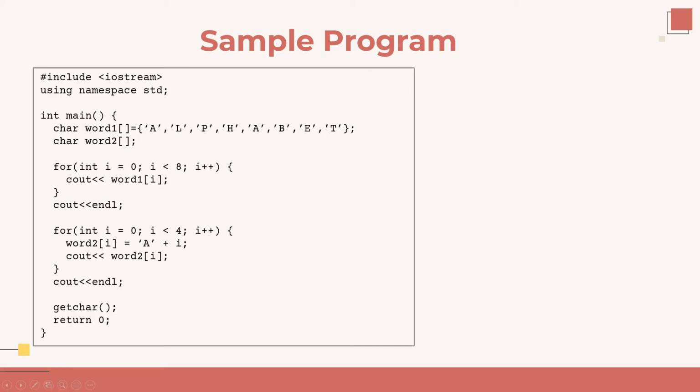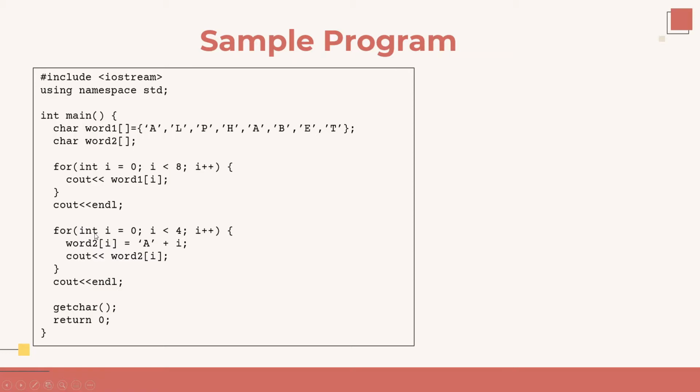The first for loop is used to display the contents of the array word1 from index 0 until the index is less than 8. It means that the last index is 7, and the value of i will increase one by one. And this is word1[i]. It is used to display the character in word1 at this index.